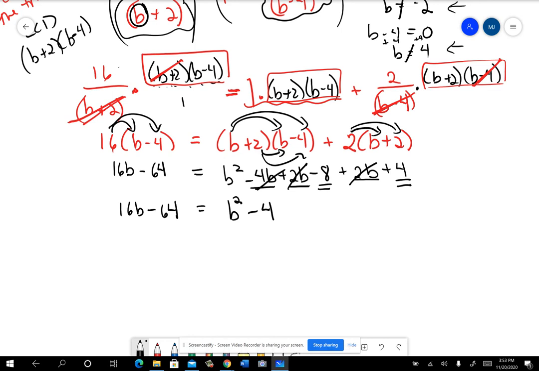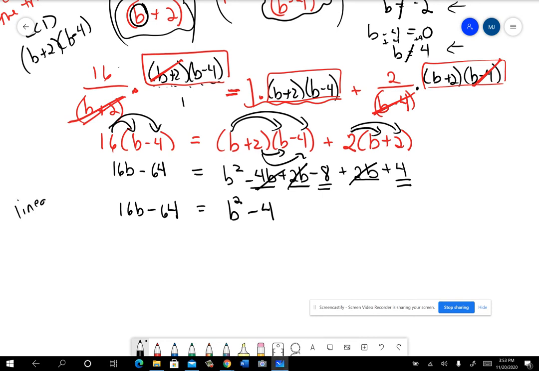All right, so now here we are. And at this point, we have to make the determination. I'm looking at whether it's linear or quadratic, basically the two things that could happen. You see the squared right here? Because that's a squared, I'm going to work on this like I would a quadratic equation. I'm going to get it equal to 0 and then go from there. Now, I like my b squared term to be positive. So I'm going to go ahead and move the 16b and the 64 to this side.